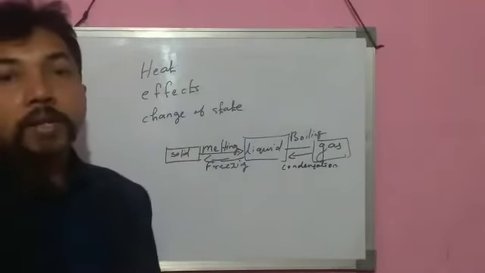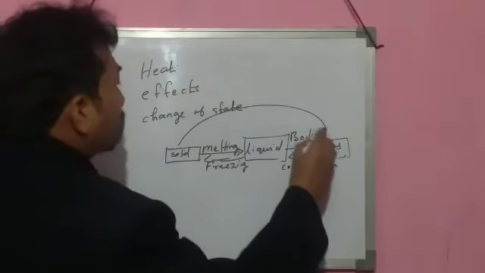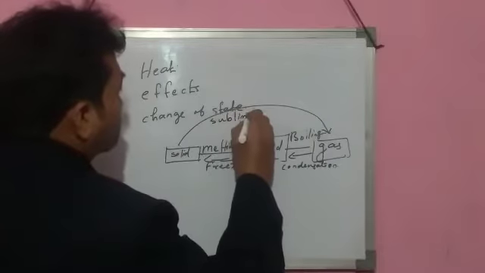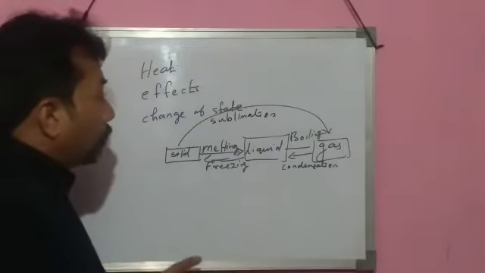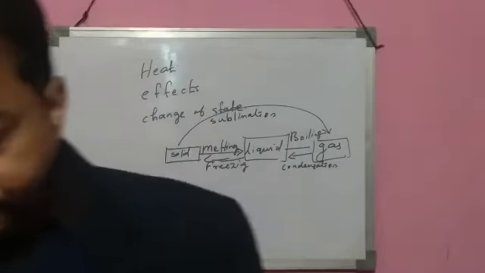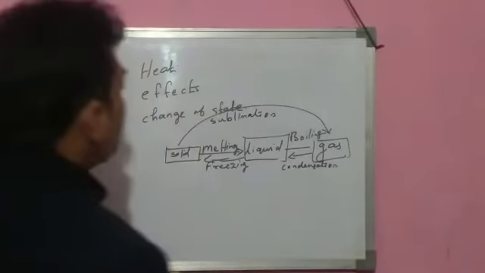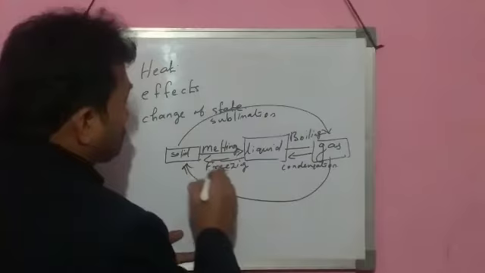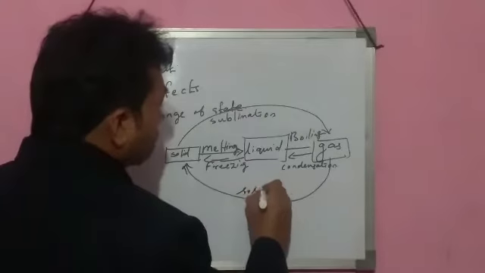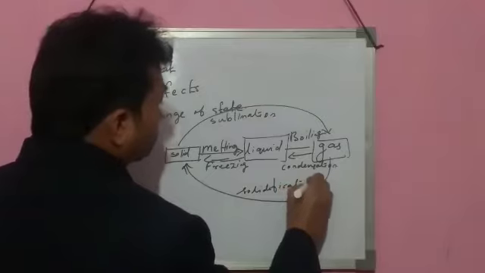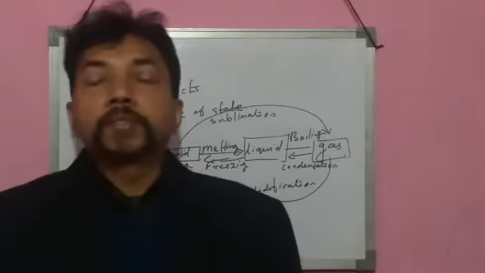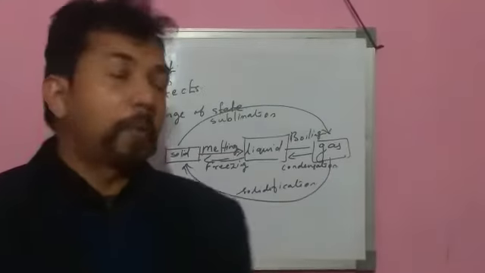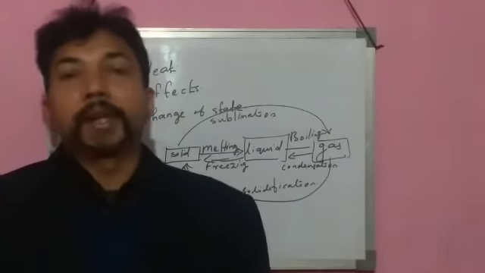And some of the solid on heating directly changes to gas. This is called sublimation. And some of the gas on cooling directly changes to solid. This is called solidification. So in all these cases, you can see that one form of matter changes into another form. That is a change of state.